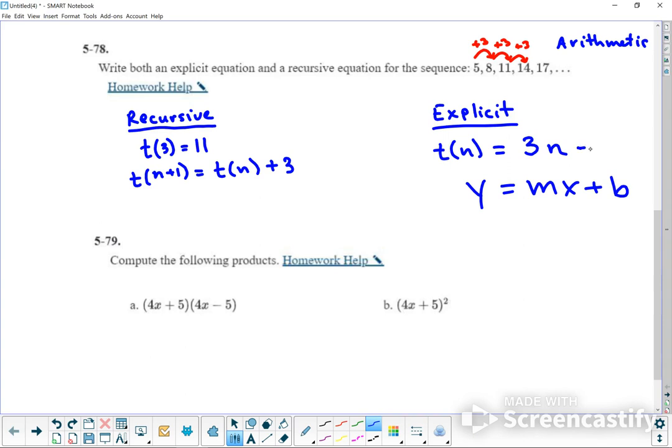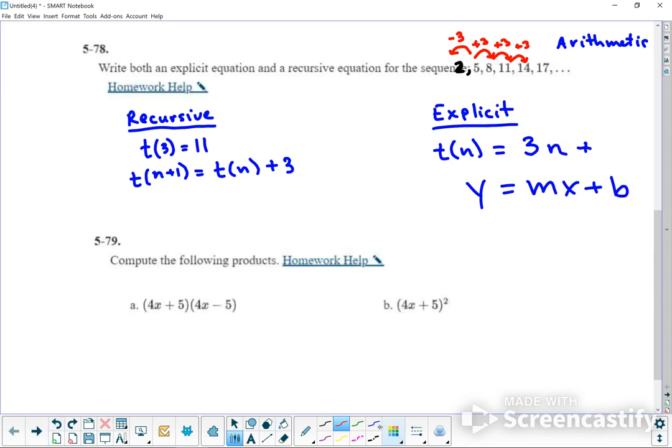And the plus b is going to be the 0 term, right? So the 0 term is the one that comes before the first term. So what number comes before the 5? Well, to do that, you have to go backwards, which means you have to subtract 3 instead of adding 3. So 5 minus 3, the number before the 5 should be 2. So that would be the 0 term. So that 0 term is your b. So that would be a 2 right here.